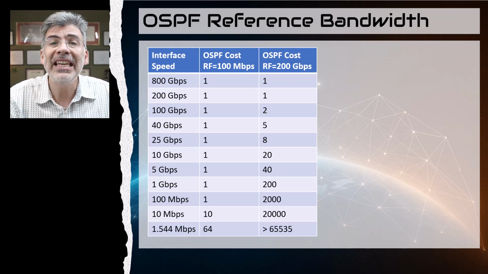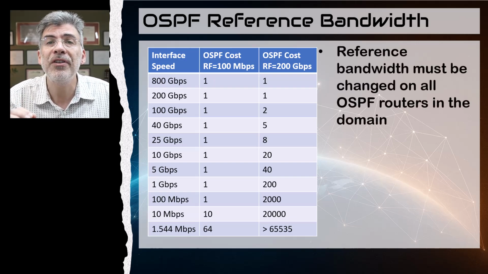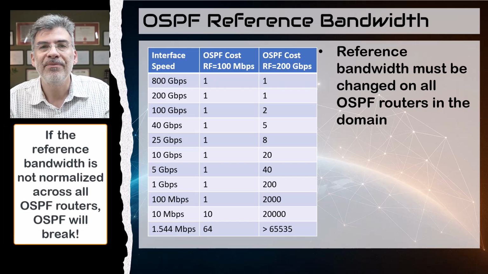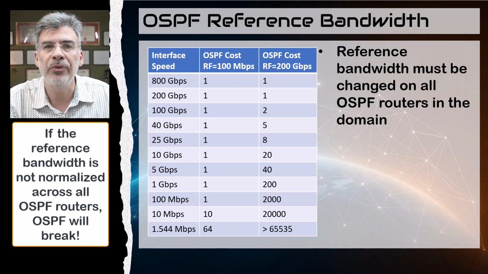Now, the important thing here is that when we change the reference bandwidth, we must ensure that it is consistent across all OSPF routers in our topology. If we don't, then routing havoc will take place with very unpredictable results.